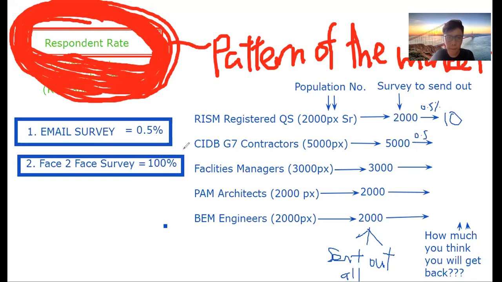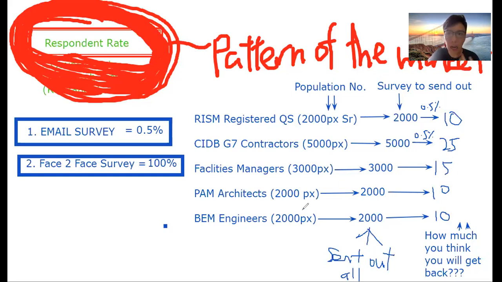0.5% of 5,000, how much? 5,000 times 0.5%, it should be 25, right? 25. Okay, 3,000 at 0.5%, how much? 15. And this one is 10. Okay, everyone clear?